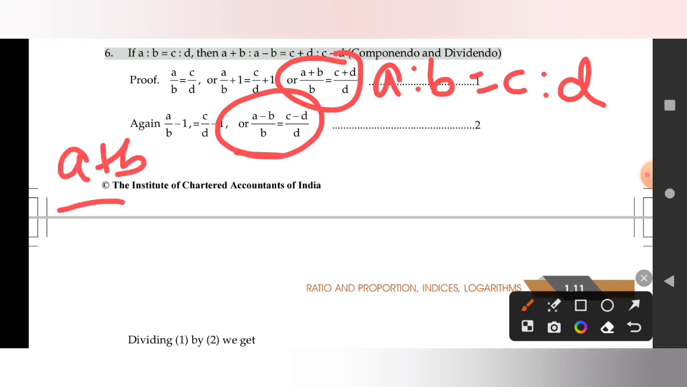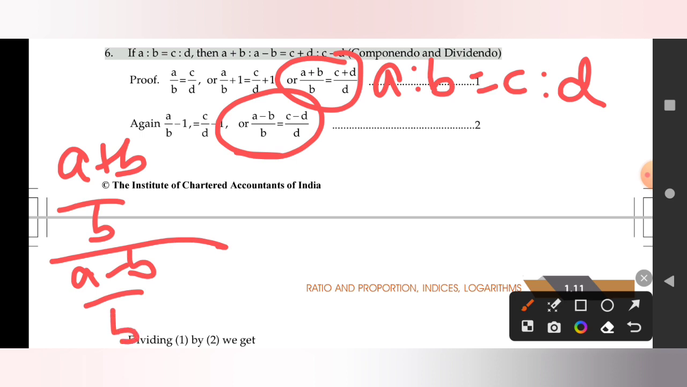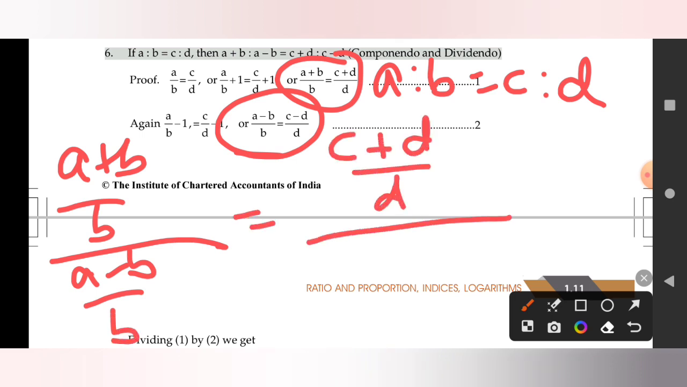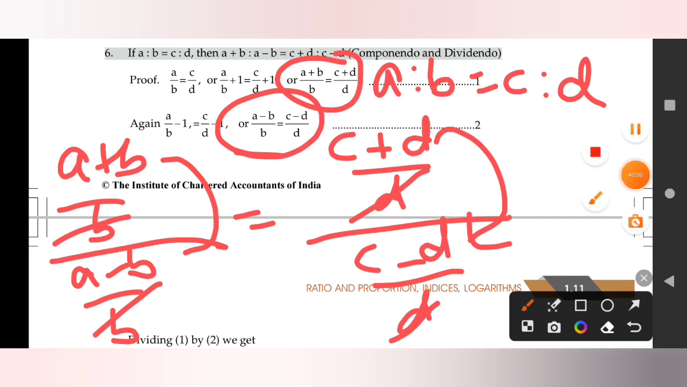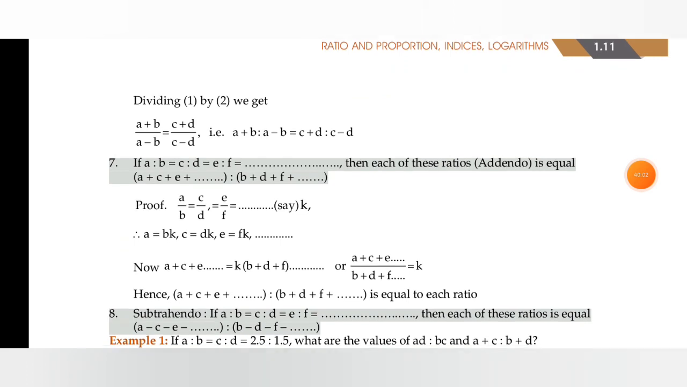(A plus B) by B, whole divided by (A minus B) by B, is equal to (C plus D) by D, whole divided by (C minus D) by D. Correct? So what are you left with? A plus B divided by A minus B, which is equal to C plus D divided by C minus D. Hence, proved. Let's see the example.